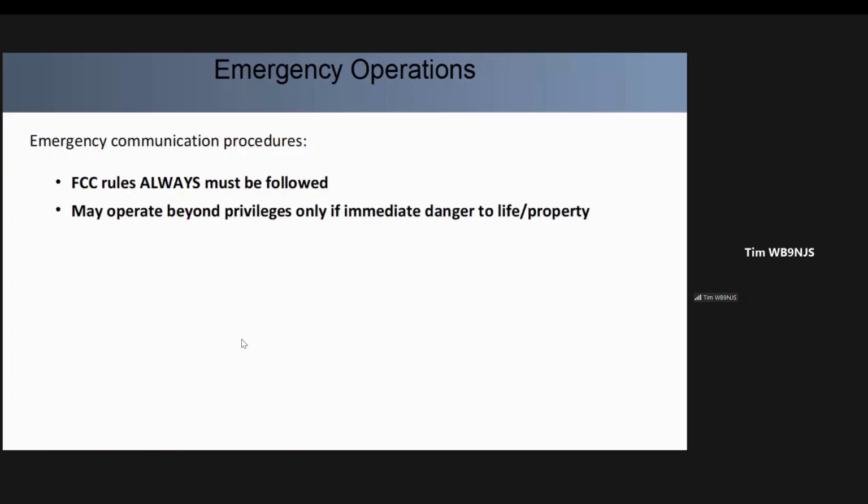However, an operator may operate beyond their privileges only if there is immediate danger to life or property. Only in situations involving immediate safety of human life or the protection of property. So that means you as a Technician class licensee could, under the correct circumstances, actually get on a frequency that you're not normally authorized to use and transmit. But there darn well better be a situation involving immediate safety to human life or property.